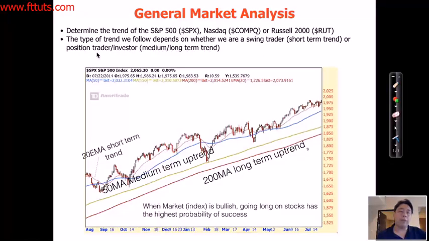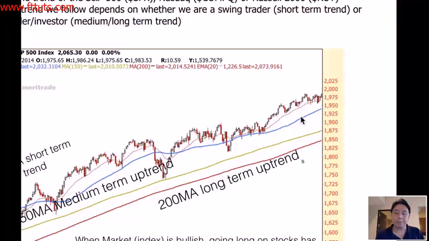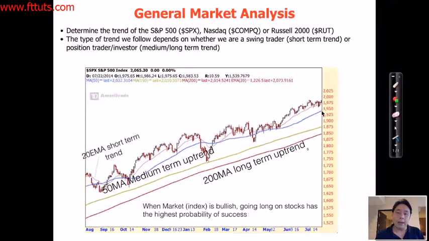Now, if I'm more of a medium to long-term investor, I don't really care about the short-term trend. I'm looking more at the medium to long-term trend. And for that, I use the 50 moving average as reference for the medium-term trend. And for the long-term trend, I look at the 200-day moving average.